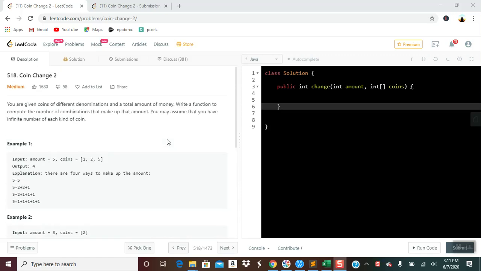Today we're going to look at problem number 518, which is Coin Change 2. There are two types of problems in the coin change. So this is the second one.